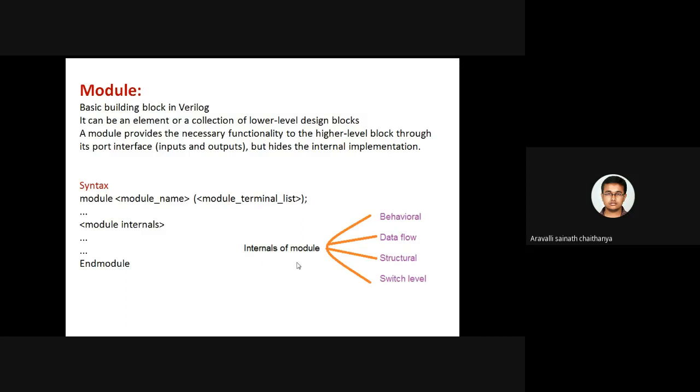So here the internals of your module can be defined in four levels of abstraction: behavioral, data flow, structural, and switch level. Module definition is clear for everyone?